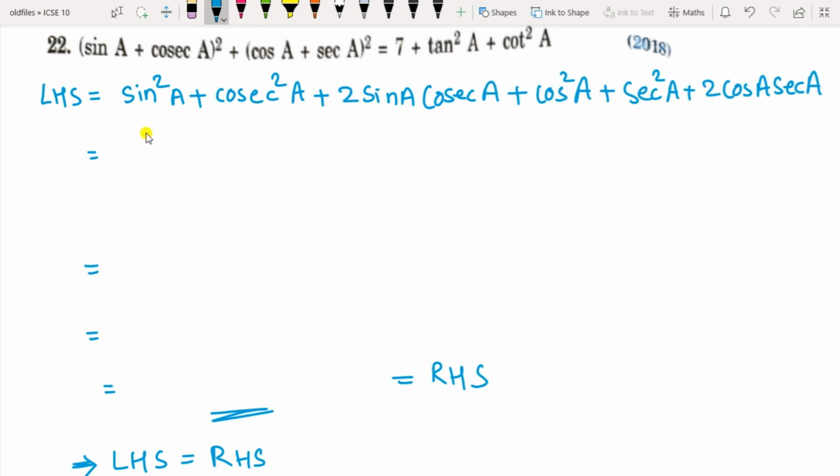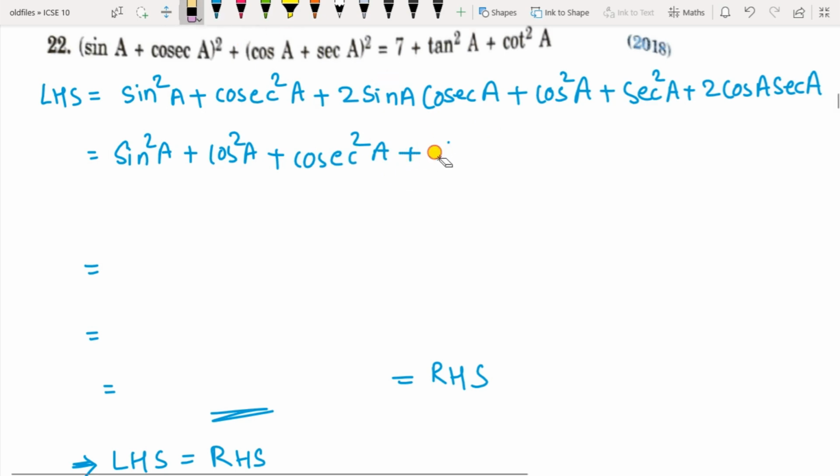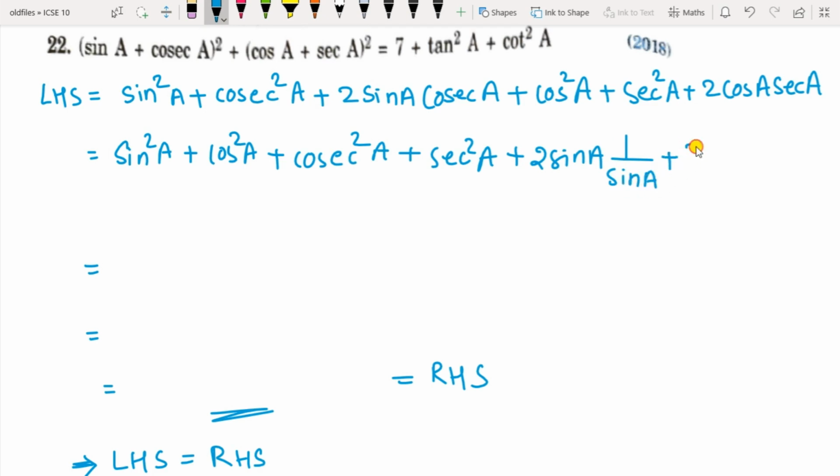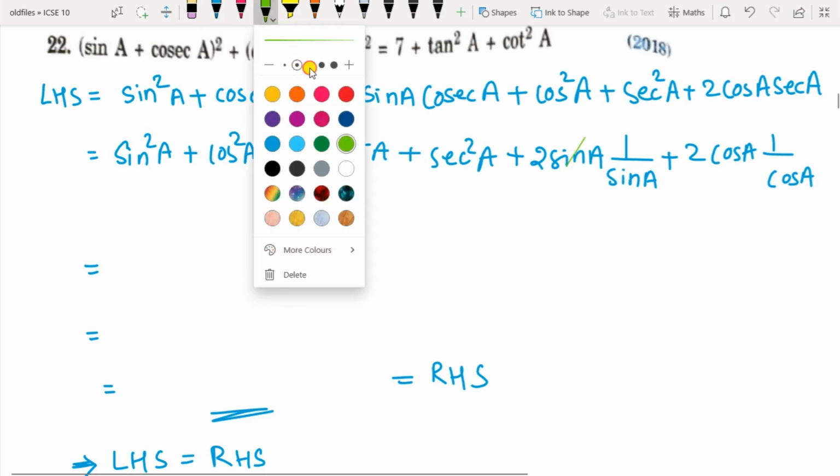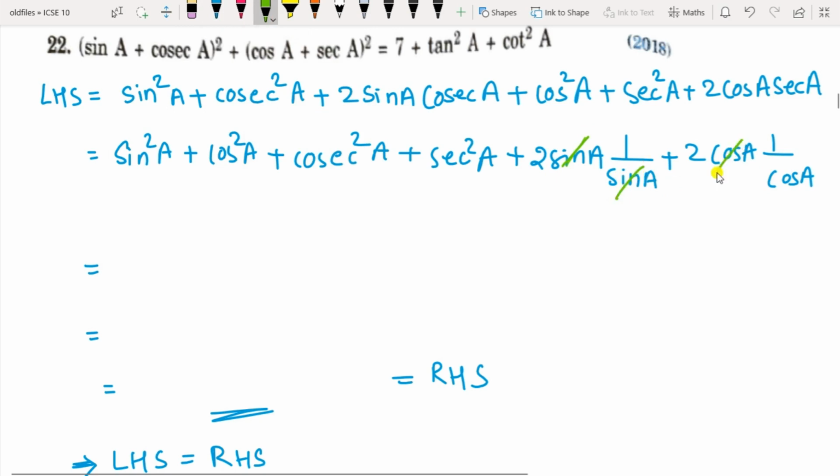So now rearrange the functions here. This is sin square A plus cos square A, then plus cosec square A plus sec square A, then comes this term plus 2 sin A, and cosec means 1 upon sin A, and plus 2, last term, cos A, sec means 1 upon cos A. Now this sin A will get cancelled, sin A and cos A will get cancelled here.